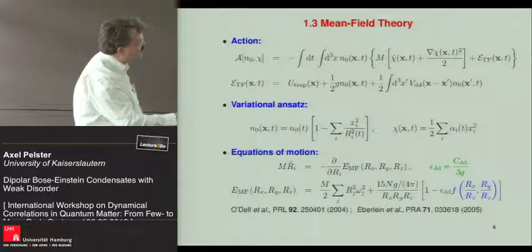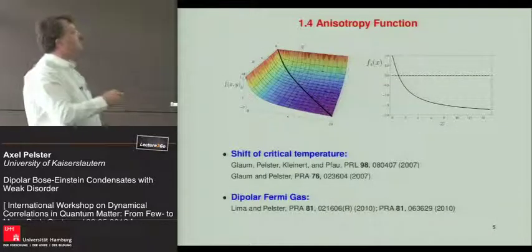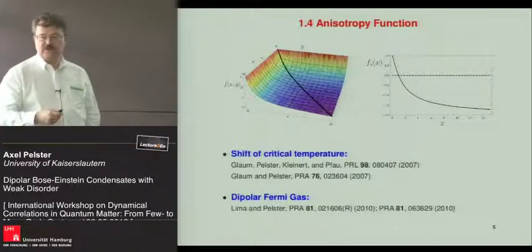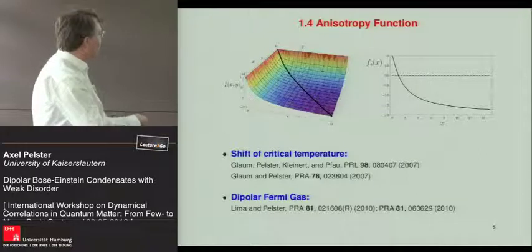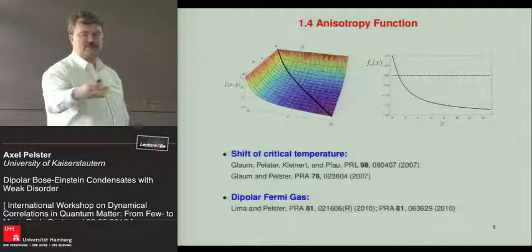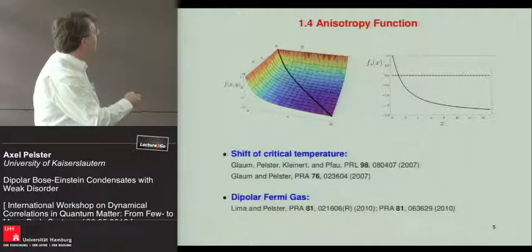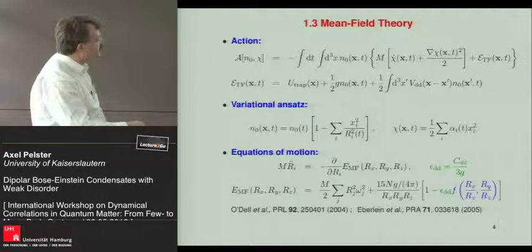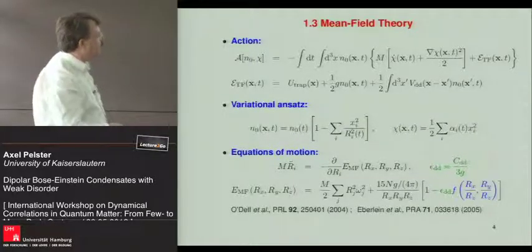And this function f here is a so-called anisotropy function, which always appears when you deal with dipolar quantum gases, irrespective of whether you deal with dipolar Fermi gases, or whether you deal not with zero-temperature physics but with finite-temperature physics. It's just a function which varies between 1 and -2 and just has here the ratios of the Thomas-Fermi radii Rx, Rz and Ry, Rz.